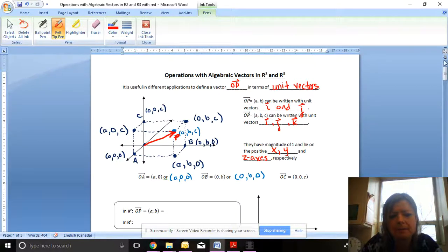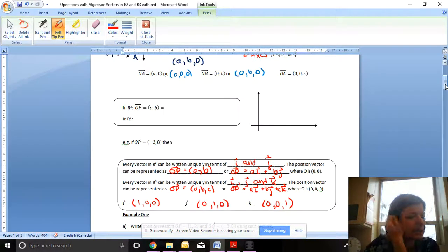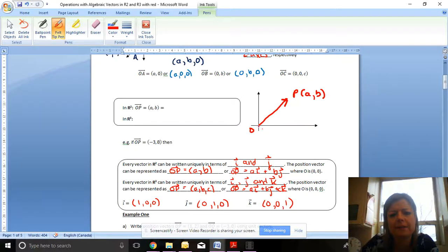Now OP in 2 space can be written with unit vectors i and j. So perhaps we can go down here to 2 space to understand this first. If you have any vector OP, here's your O and here's your P, and it can be drawn like this. We'll say that this is (a, b). Well, that means that this distance here is a, and this distance here is b, which corresponds, if you create a box, to this distance here, which is also b.